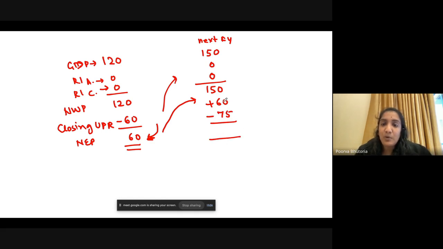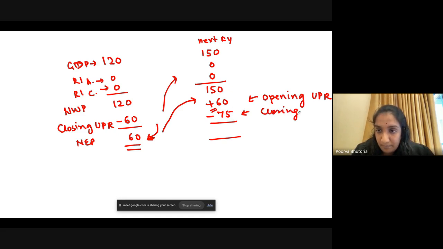We will do 150 plus 60, which was the closing UPR of the previous year. It becomes the opening UPR of the next year. This we will earn during this year. That is why the plus. And out of this 150, 75 is still unearned. So that becomes your closing UPR for this year. So what will be the NEP of the next year?